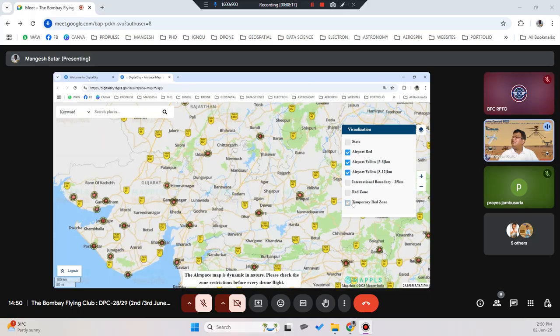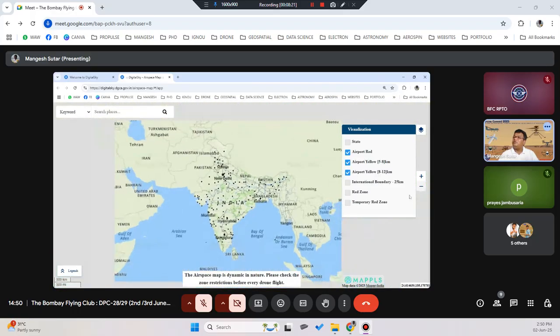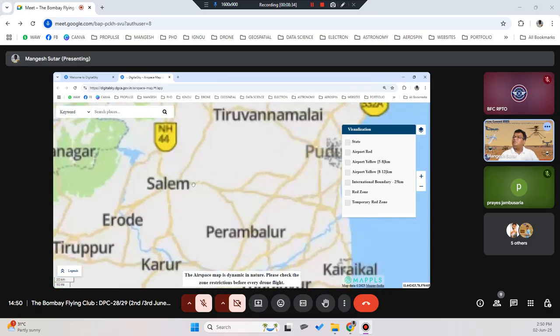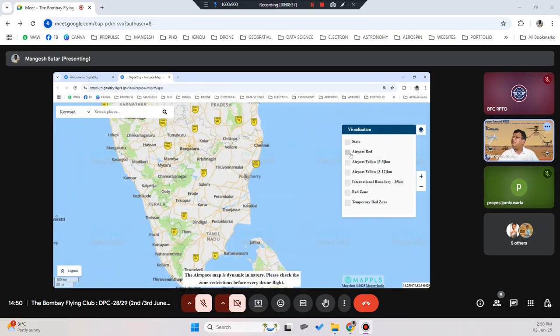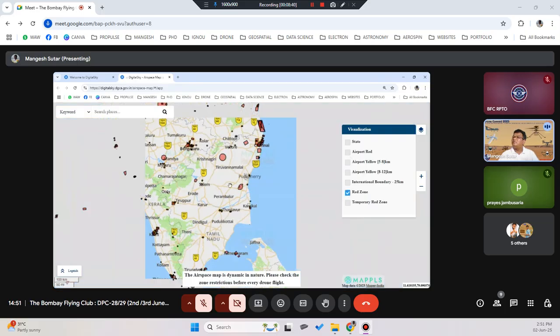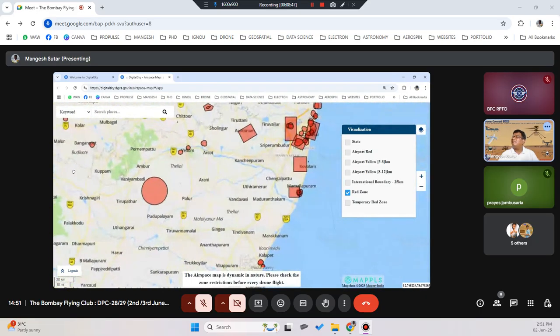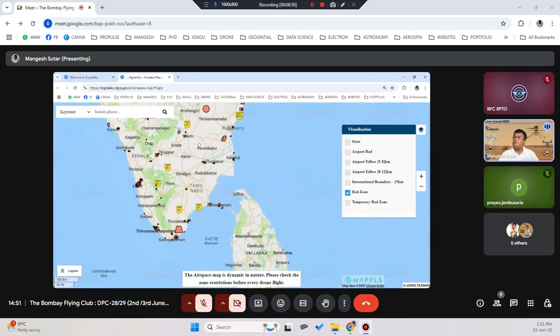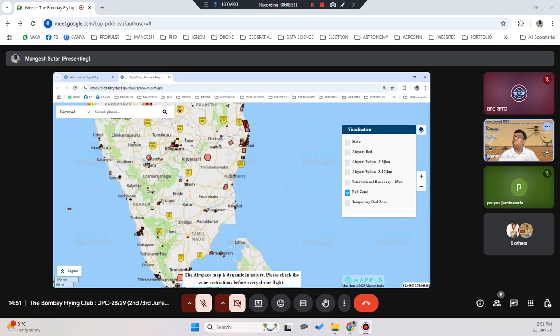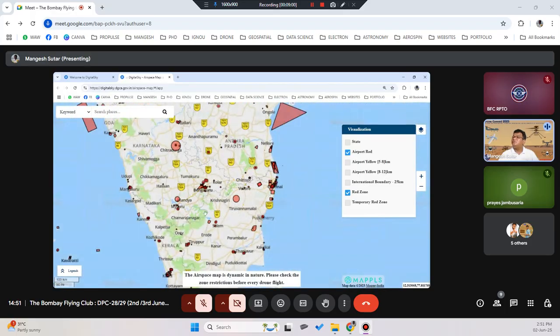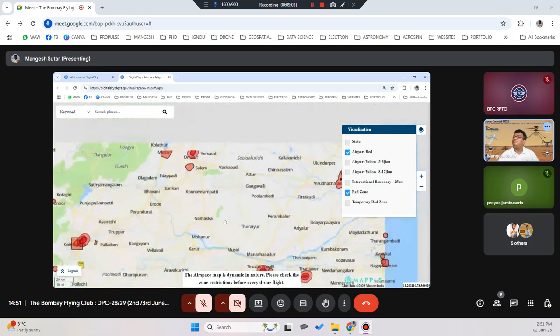If I click temporary red zone, let me see if there is any temporary red zone. Let me remove everything. There is no temporary red zone as of now. I can show you some location near the temple also. You can see it. These are some important locations which have been termed red zones, like Kanyakumari, Kochi. Since Tirupati airport is also there, that location is also a red zone.